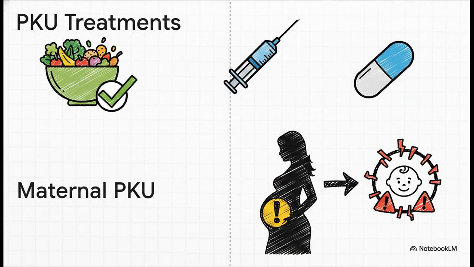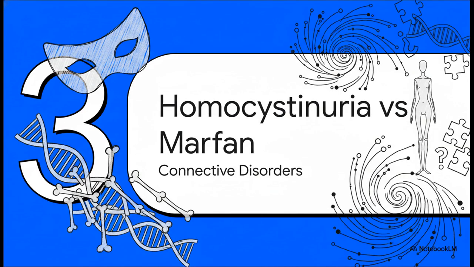But, okay, let me pause here because I need to shift gears and emphasize a really critical clinical pearl: maternal PKU. If a mother with PKU has high phenylalanine levels during pregnancy, it acts as a severe teratogen. It will cause major congenital defects, microcephaly, and intellectual disability in the fetus, even if the baby didn't inherit PKU itself. Strict dietary control absolutely must begin at least 2 months before conception. It is absolutely vital.